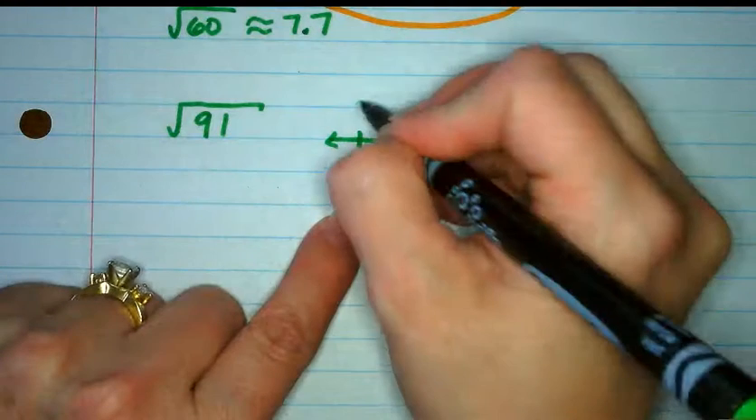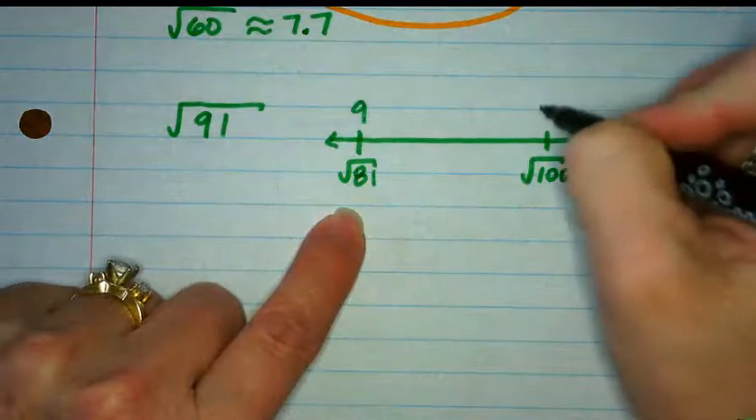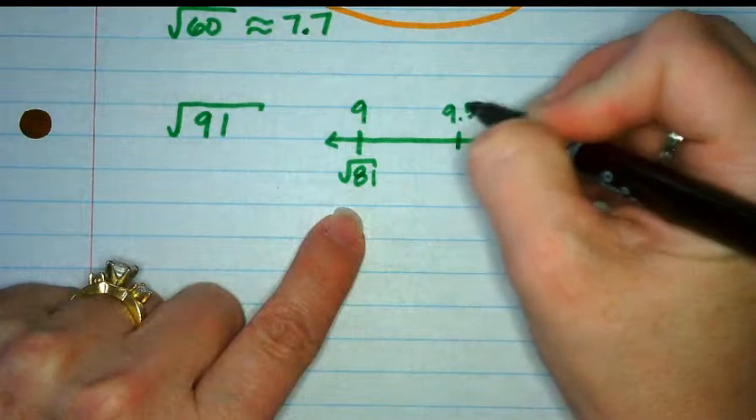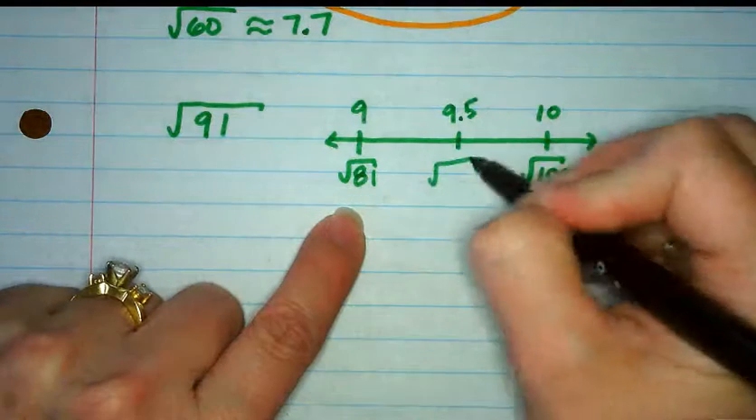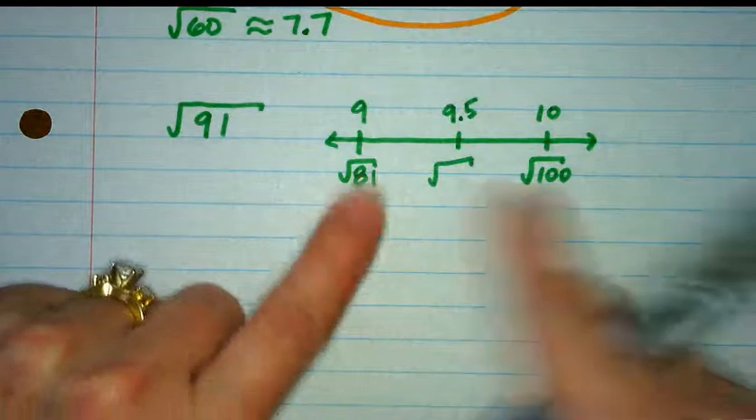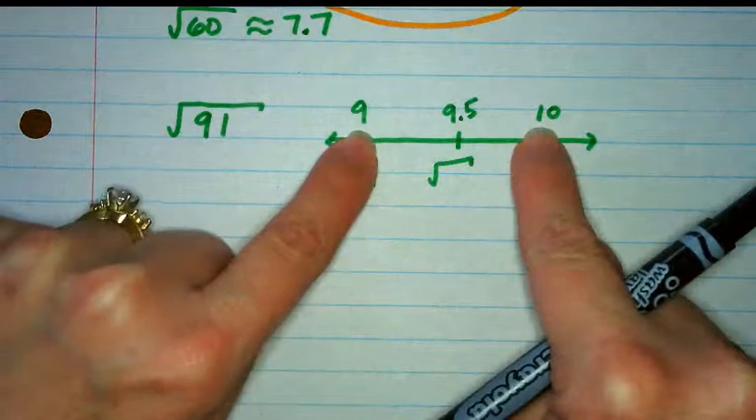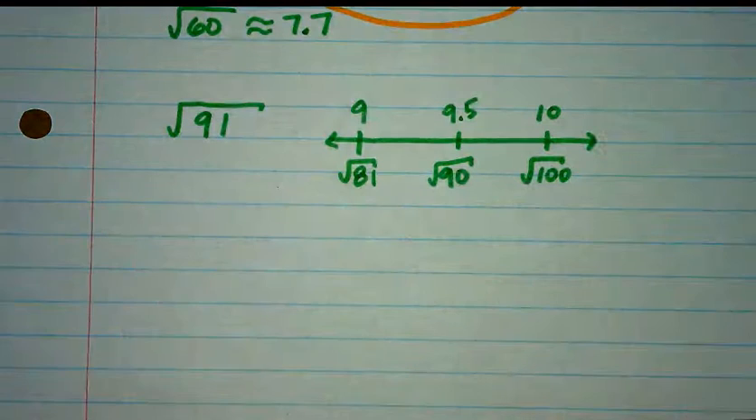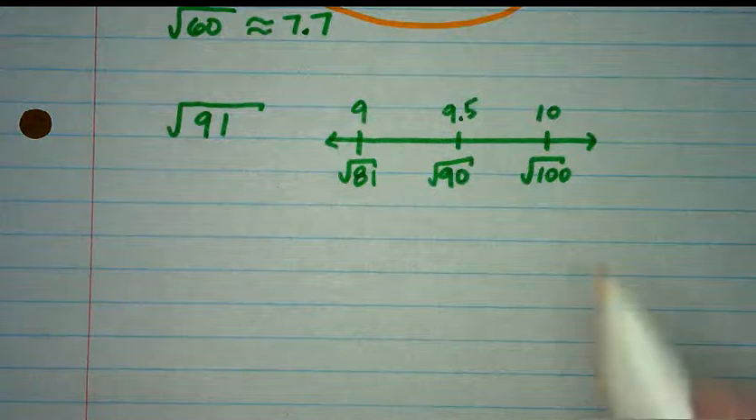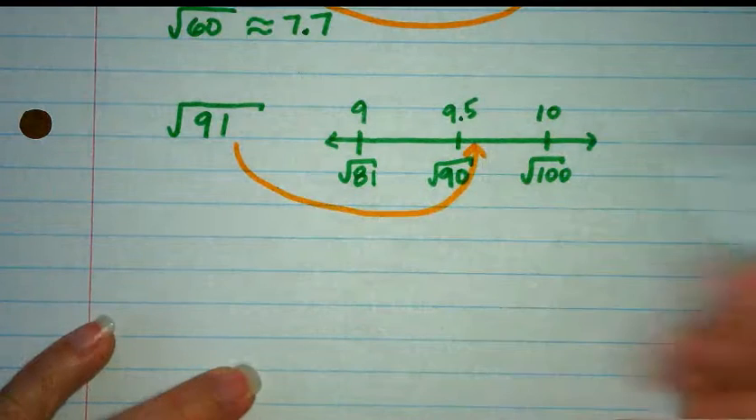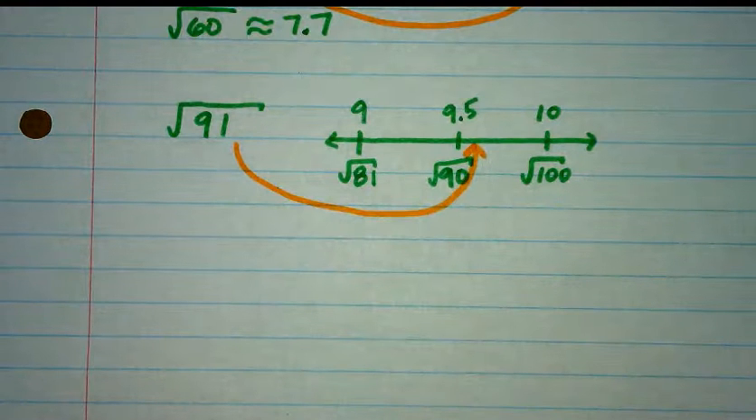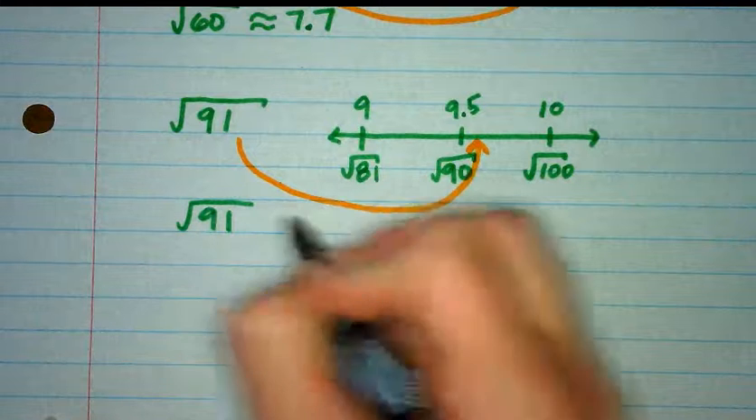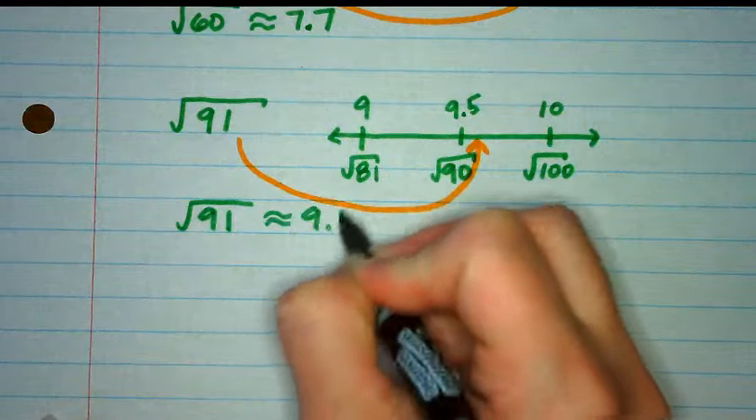I know that the square root of 81 is 9. I know that the square root of 100 is 10. So now I want to estimate what would be 9.5. The way I get the square root that's in the middle of my perfect squares is to multiply my whole numbers. So 9 times 10 is 90. So now if I'm going to place the square root on my number line, I'm going to put it right past 9.5. And in fact, it's so close that I'm going to go ahead and say that the square root of 91 is approximately 9.5.